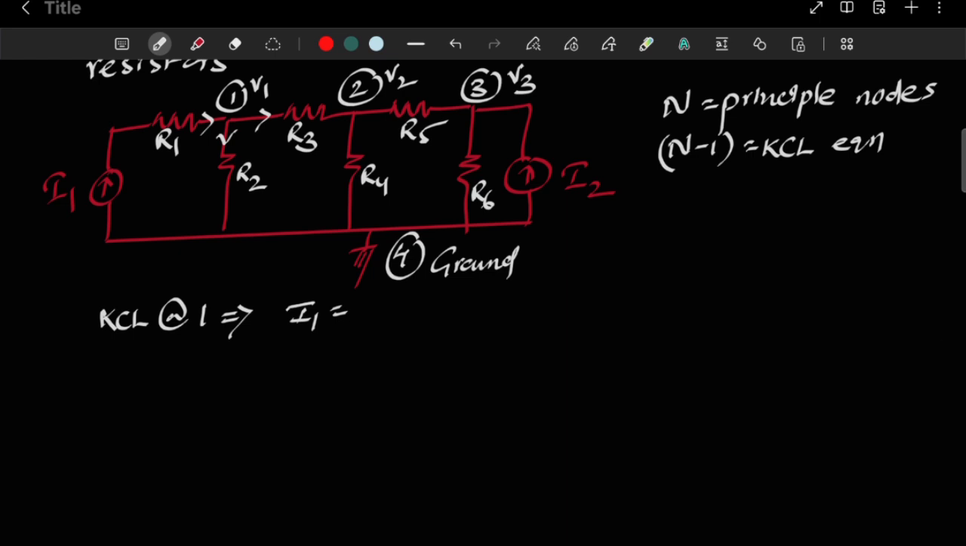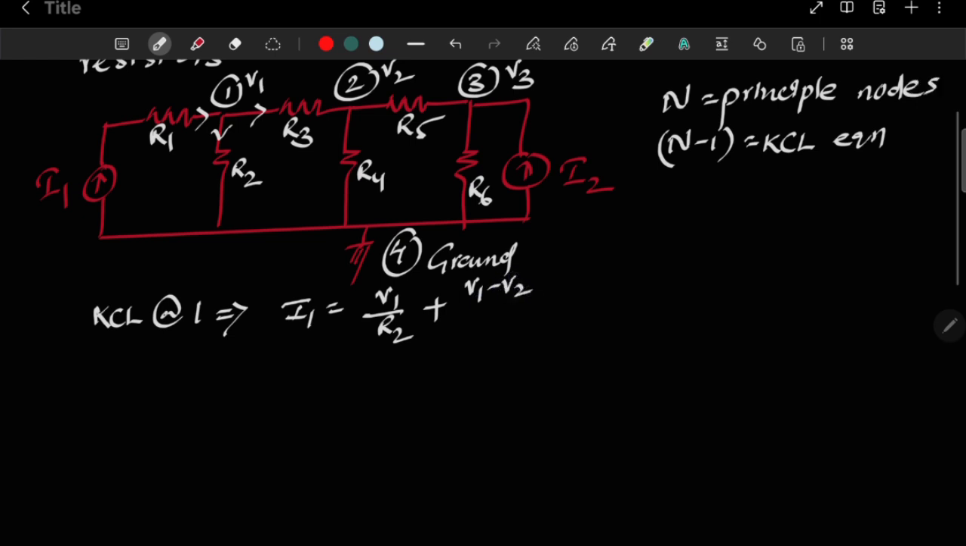The leaving current from node 1 passing through R2 is given by V1 by R2, plus the current passing through R3, which is given by the voltage across R3 by the resistance. The voltage across R3 is actually V1 minus V2, so the term is V1 minus V2 by R3. Like this we can write, because R3 is in between nodes 1 and 2, so the potential difference across R3 is V1 minus V2. So this is the KCL equation at node 1.